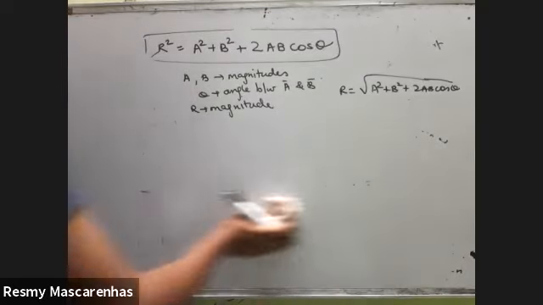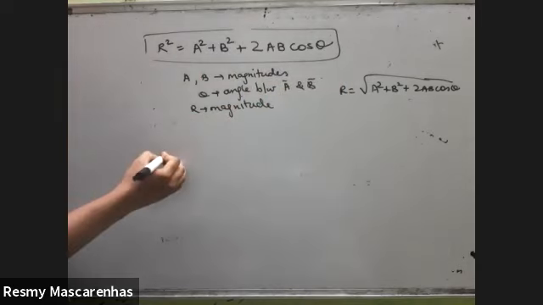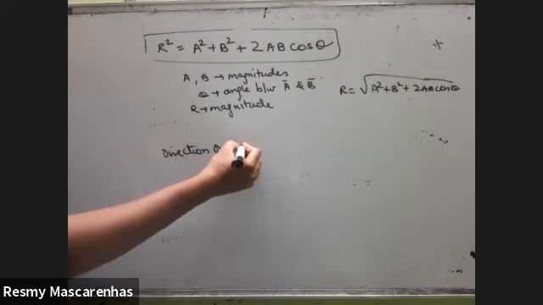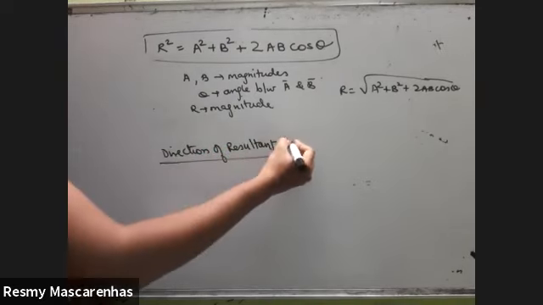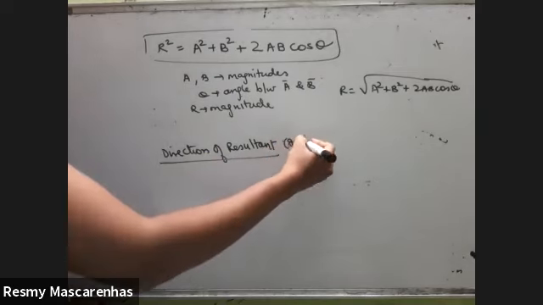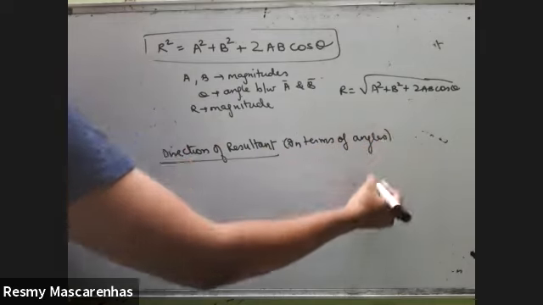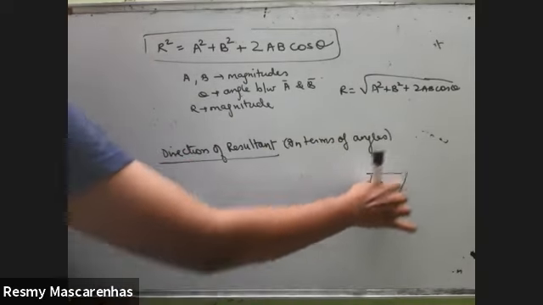Now, this resultant is the magnitude. Suppose I want the direction of this, which side, in terms of angles. See, this will give me the value of the resultant. How much distance is here?